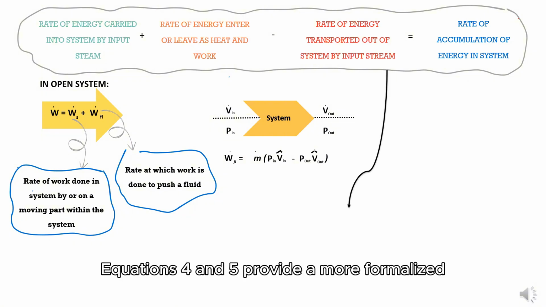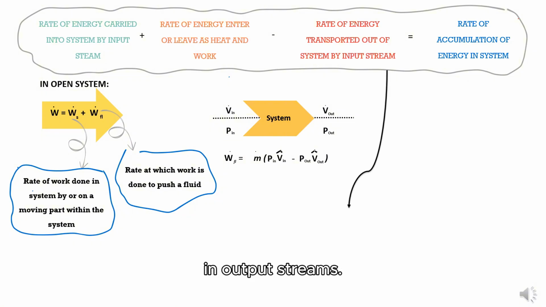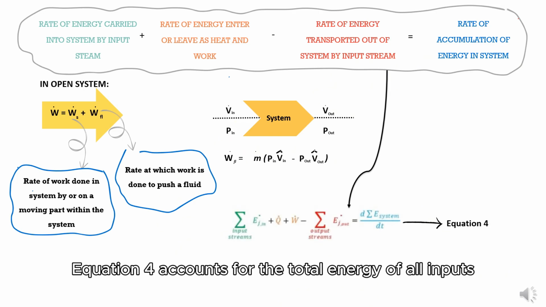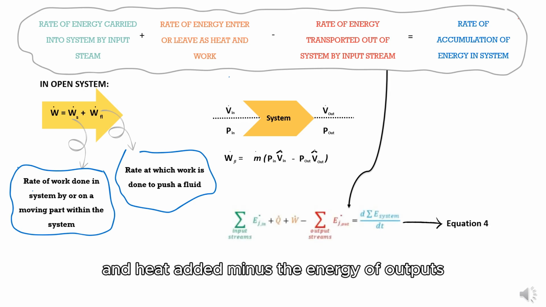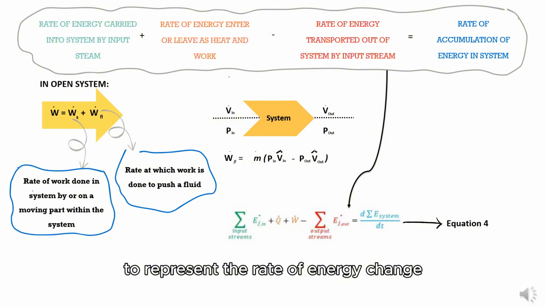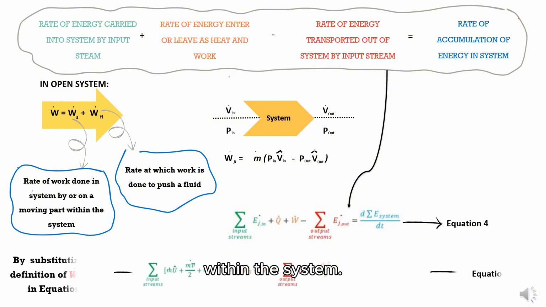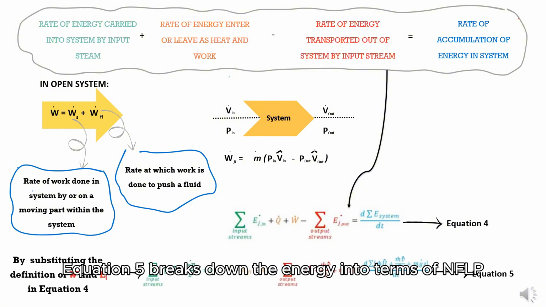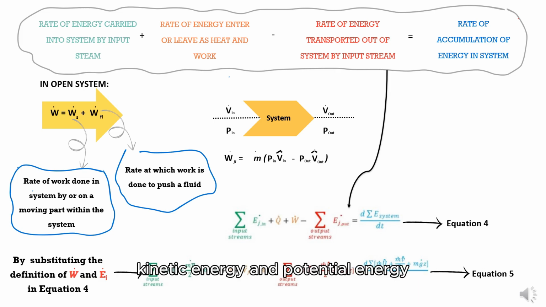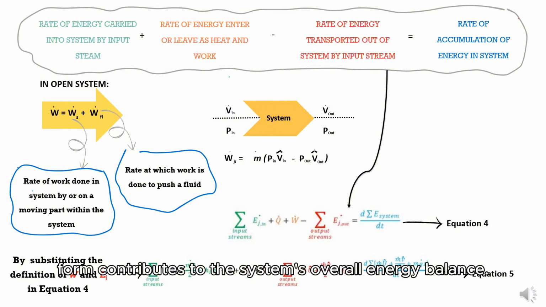Equations 4 and 5 provide a more formalized energy balance for input and output streams. Equation 4 accounts for the total energy of all inputs and heat added, minus the energy of outputs, to represent the rate of energy change within the system. Equation 5 breaks down the energy into terms of enthalpy, kinetic energy, and potential energy, offering a clearer view of how each energy form contributes to the system's overall energy balance.